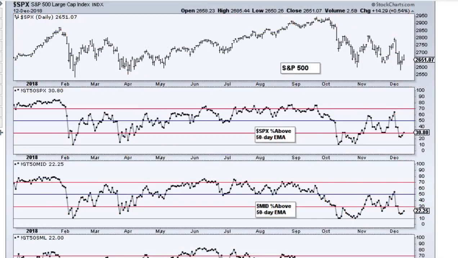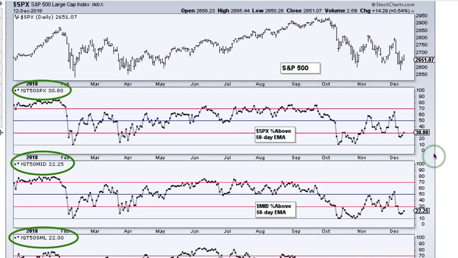Now, the next indicator group I've got is the percentage of stocks above the 50-day moving average, and you can see those 6 symbols over on the left-hand side. It's got exclamation point GT 50 and then the index symbol SPX. So you can see on the next one we've got exclamation point GT50 MID and then below SML for small caps.